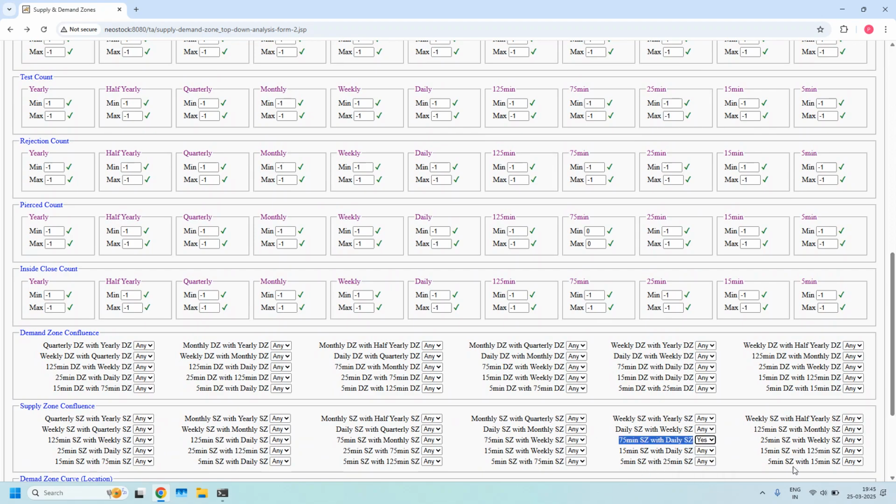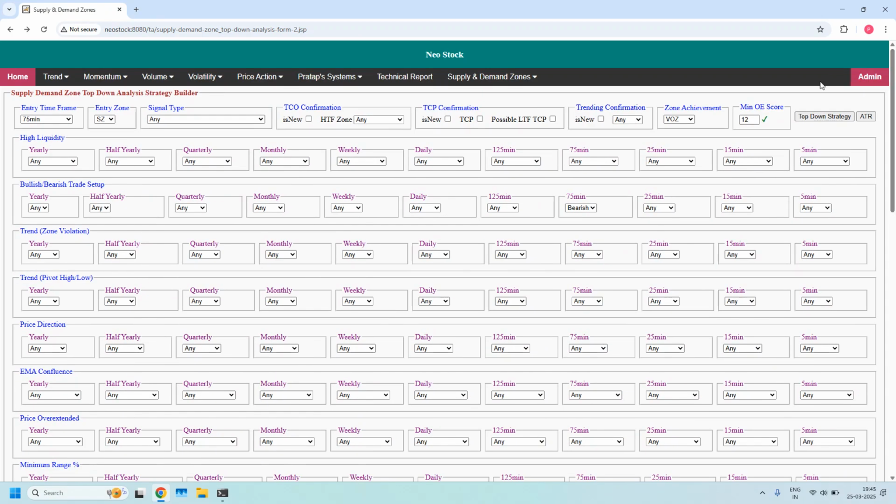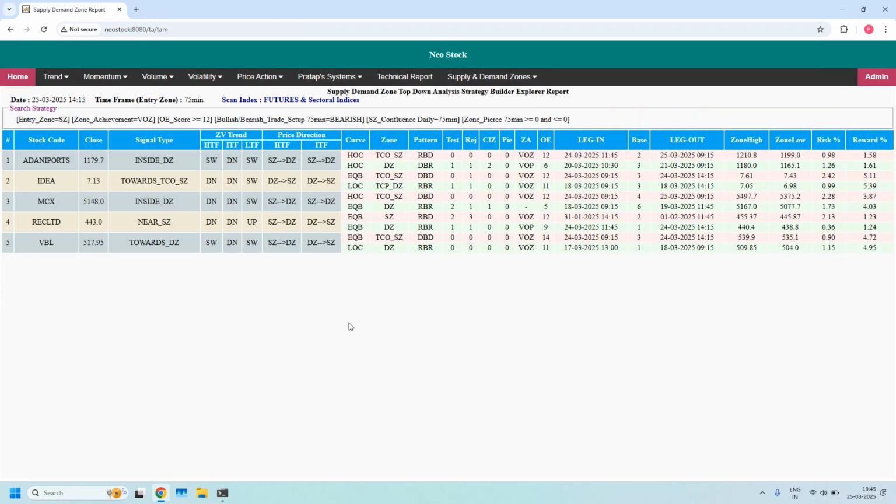I enable the filter. With this filter, out of 6, we got 5 stocks. In all these 5 stocks, the 75 minute supply zones are overlapped with a daily supply zone, and the daily trend is down in all the stocks. So if daily supply zones have daily EMA confluence, then the 75 minute supply zones overlapped with the daily supply zone have a higher probability of success. Let's verify.